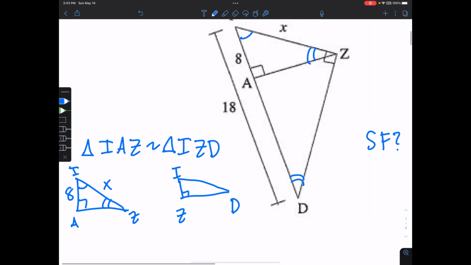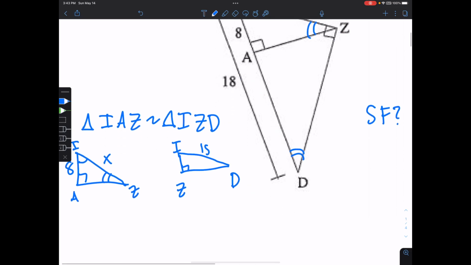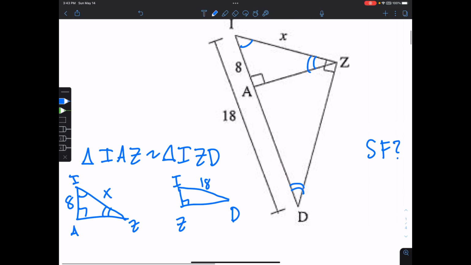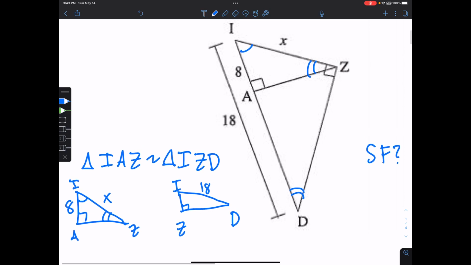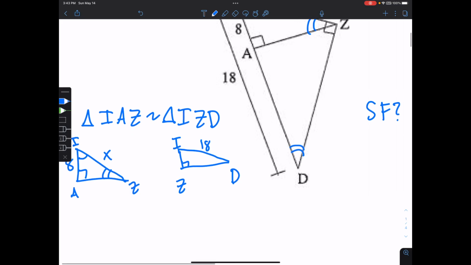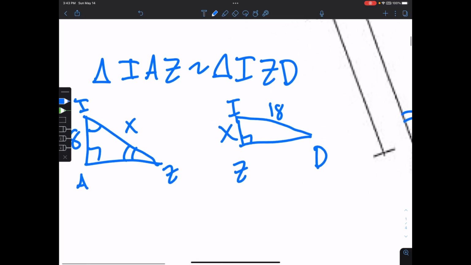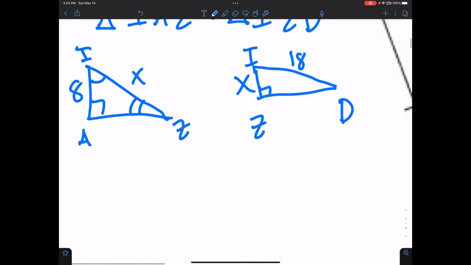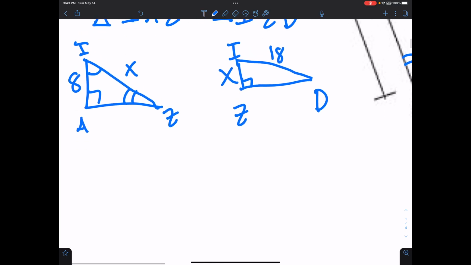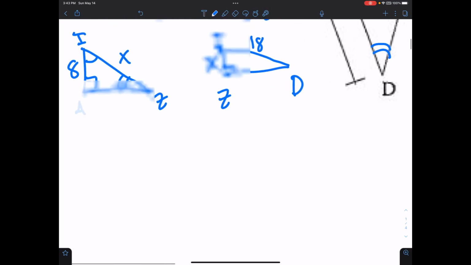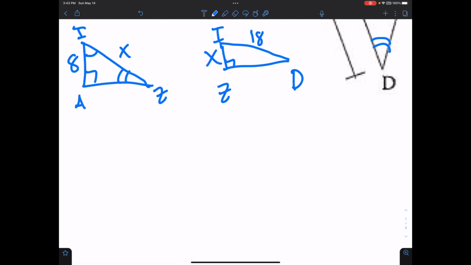We know that the side across from Z, this right angle, will be this entire side, which is 18. The side across from I is this side, which we don't know. And then the side across from D is X, right? And so, if we look at our triangles now, we can set up our proportion, right? For this, I'll just use the scale factor, right?